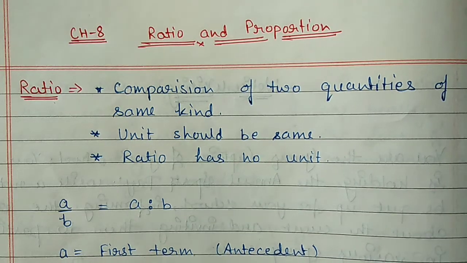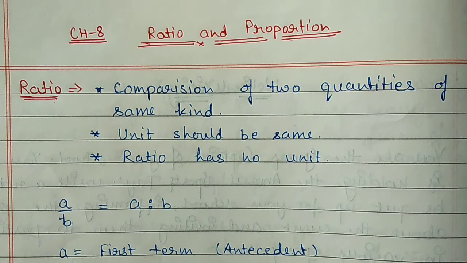Hello students, today we will start chapter number 8, ratio and proportion. First exercise. The first exercise is based on ratio. Ratio means the comparison of two quantities of same kind, and this comparison we will do by division.